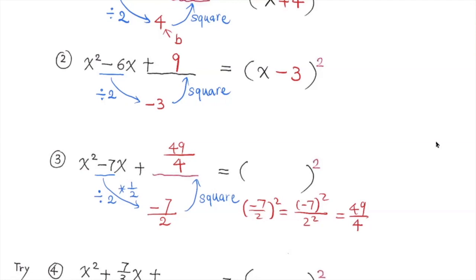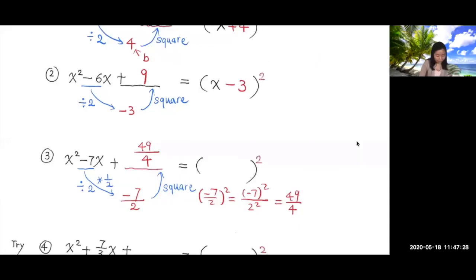Now if I add 49 over 4, they are going to make a perfect square. What perfect square should I write down here? X minus 7 over 2, perfect square. Wow, you guys are good at this.